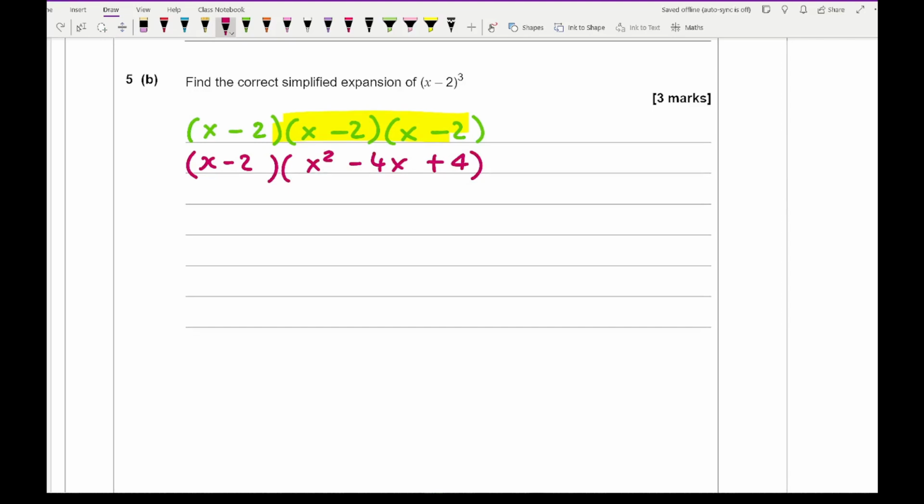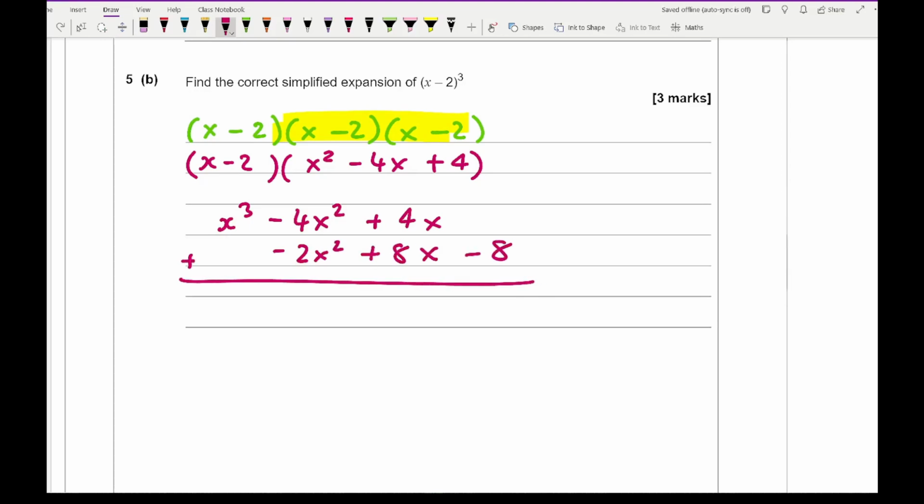Then from this, what we can do is expand it out. So I've got x cubed minus 4x squared plus 4x, and then minus 2x squared plus 8x minus 8. Add them together and we get x cubed minus 6x squared plus 12x minus 8.